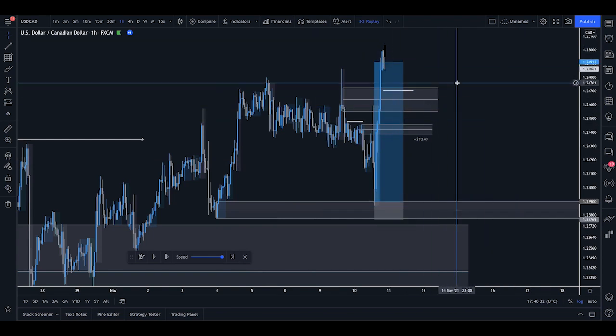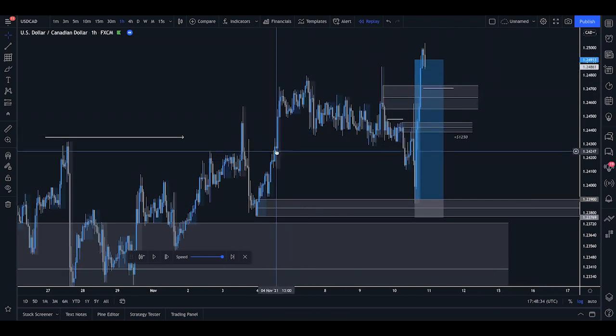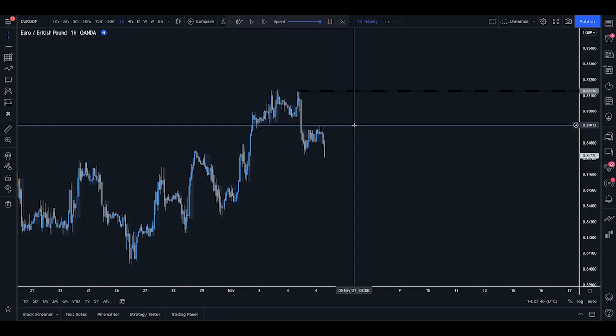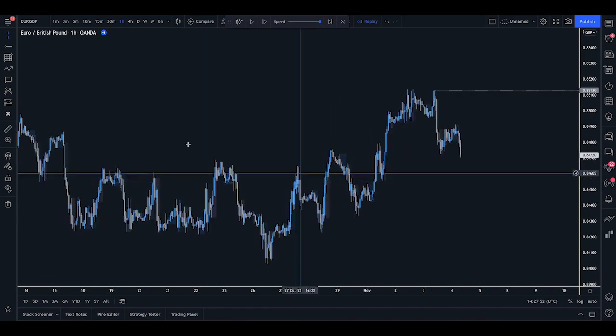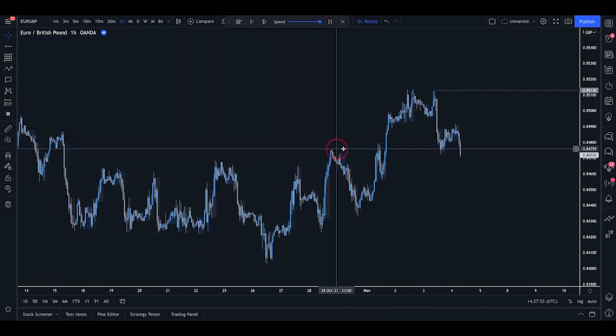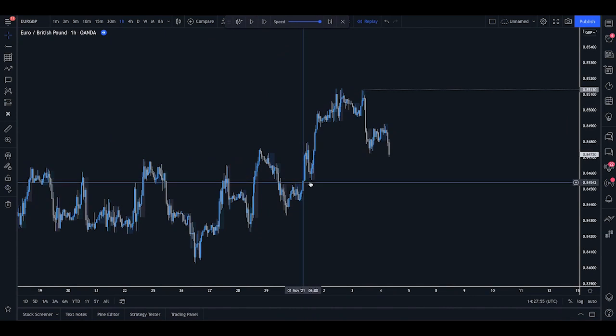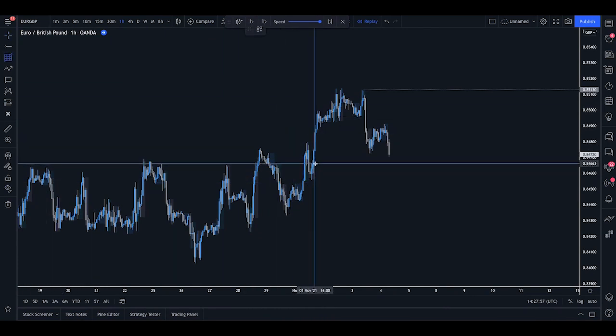I'll find a new example now of a different trade with a different entry, and we can run through that together. So we're looking at a different example here on Euro GBP. Let's say we found a buy idea. We can see the structure has broken to bullish from this point onwards. We are looking at this demand zone area here for a potential buy.